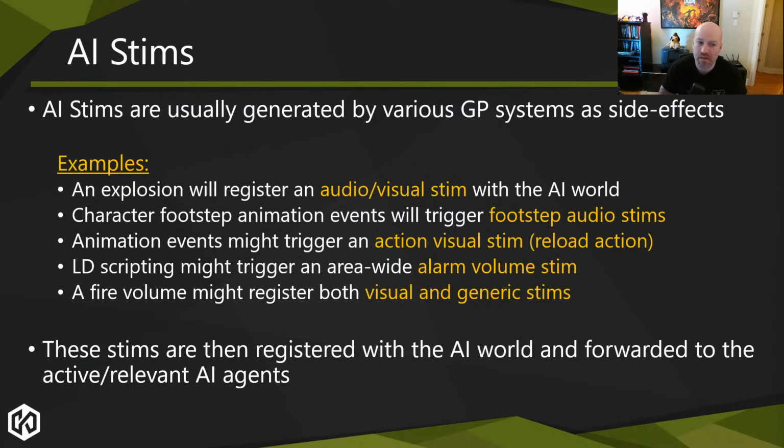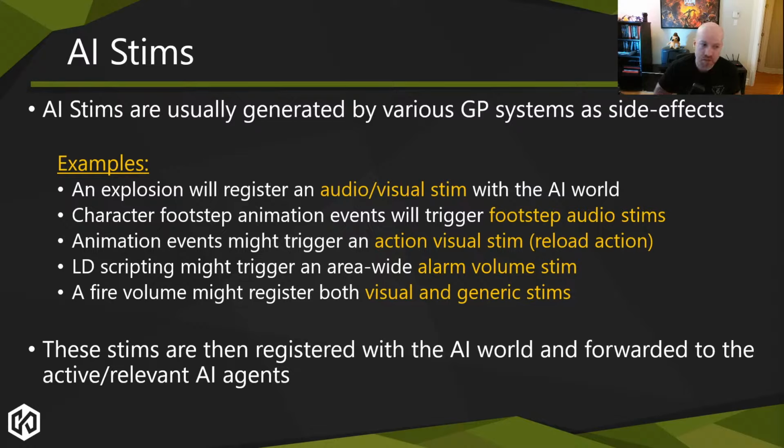The stims are primarily occurring as side effects. And I say primarily because the vast majority come as a side effect of something. Like an explosion will trigger an audio and a visual stim. Footsteps will trigger audio. Anim events might trigger specific visual stims. Like if a character's reloading, in the reload animation you might want to say, hey, for the duration of this animation, generate a volume that says, hey, I'm reloading. So if somebody sees me, I'm reloading. Or it can modify that actor and say, hey, I see this actor and this is the current action that they're doing.